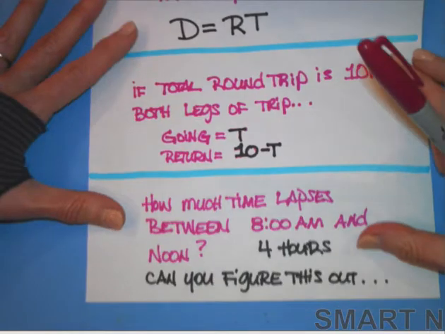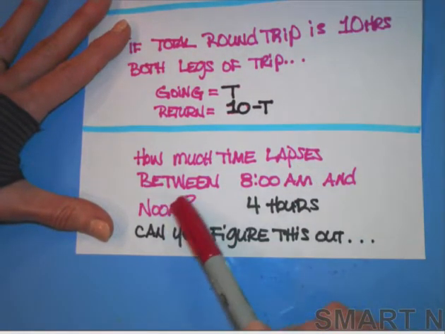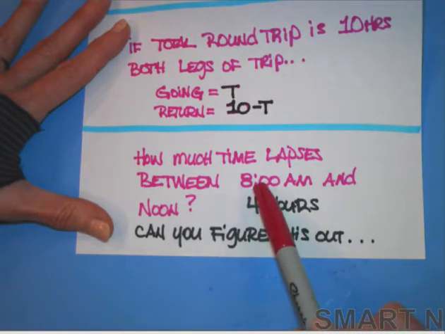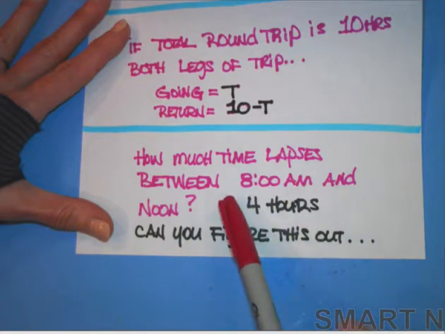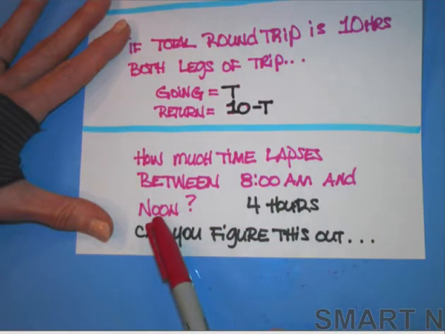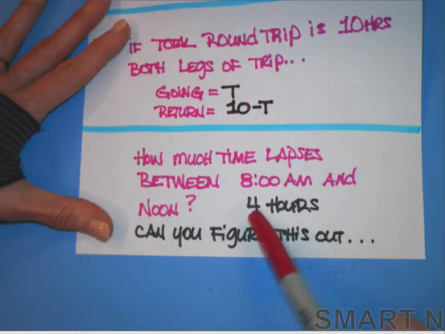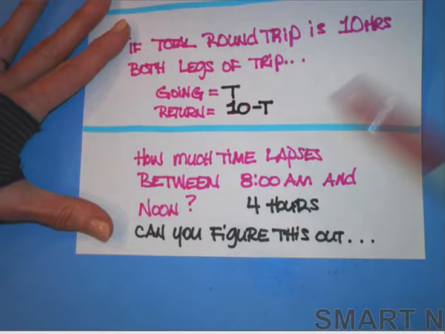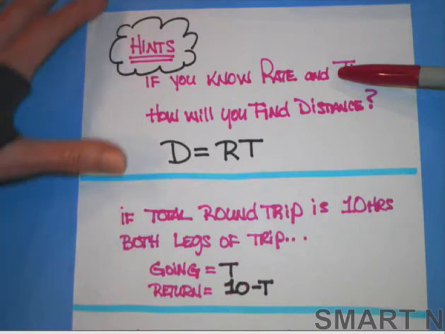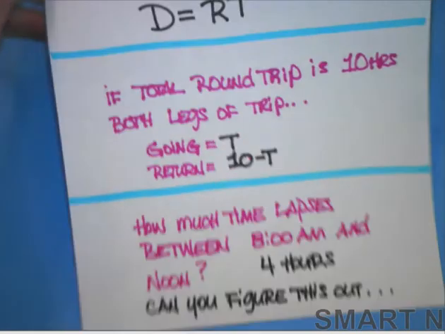And then the other skill that you need to be comfortable with in order to do this problem set, you need to be able to determine how much time lapses between times given on the clock. So for instance, if one object leaves at 8 a.m. and arrives at noon, then you need to be able to figure out that that is a 4-hour time lapse. So you'll need to be able to do all of these skills. You'll need to be able to read and figure out what's being asked, and all three of these hints will help you with this problem set.